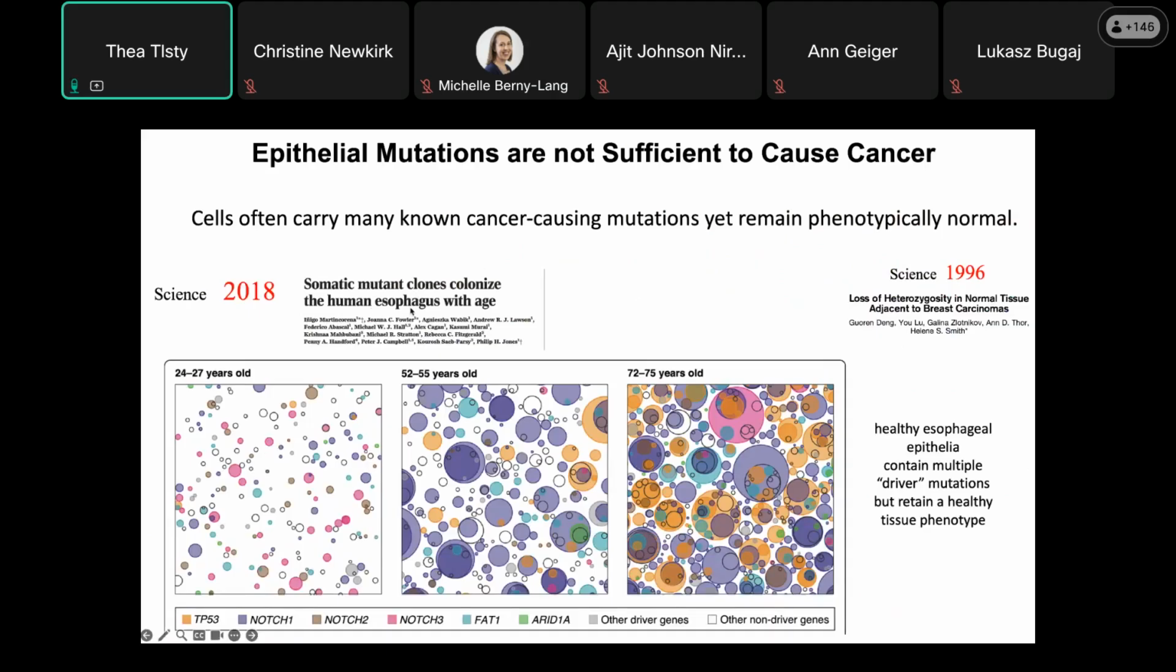Most recently, this has been popularized by a study done in the human esophagus, where the picture I'm showing you here on the left is early, in the middle is middle-aged, and on the right are older-aged people. The size of the bubble indicates the size of the clonal expansion. The color of the bubble indicates which oncogene mutation this clone is carrying. And I have to emphasize again, all of these look phenotypically normal. So this says epithelial mutations alone are not sufficient to cause cancer.